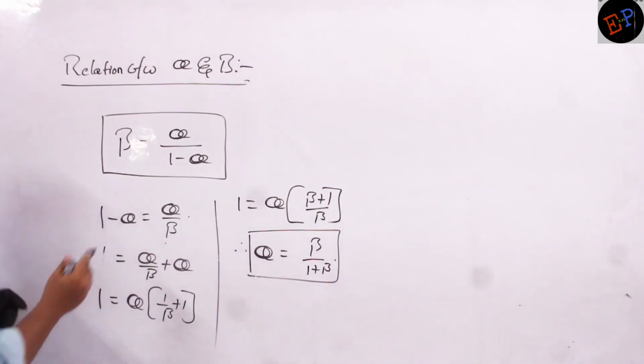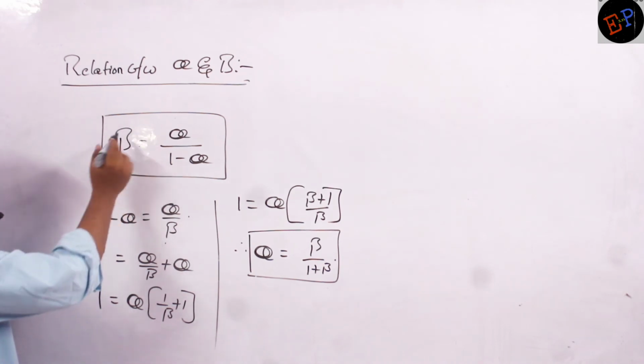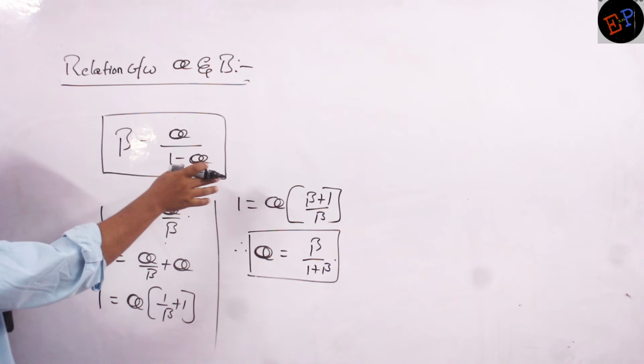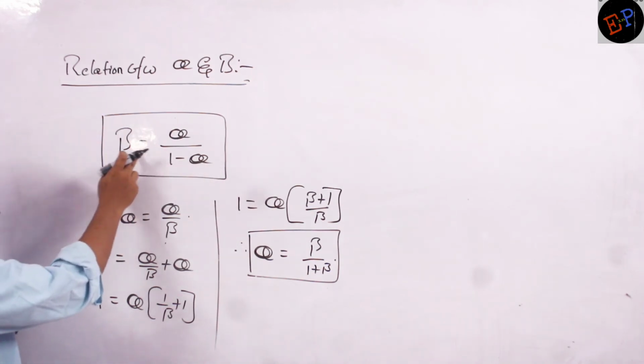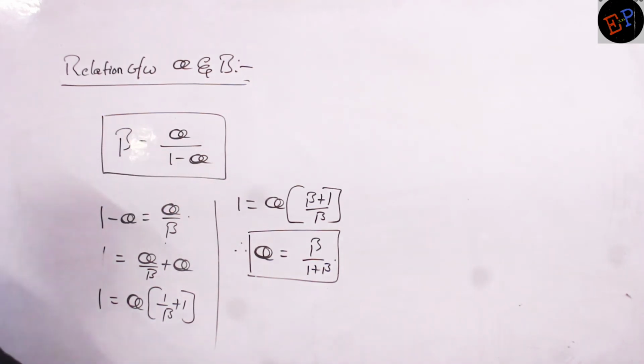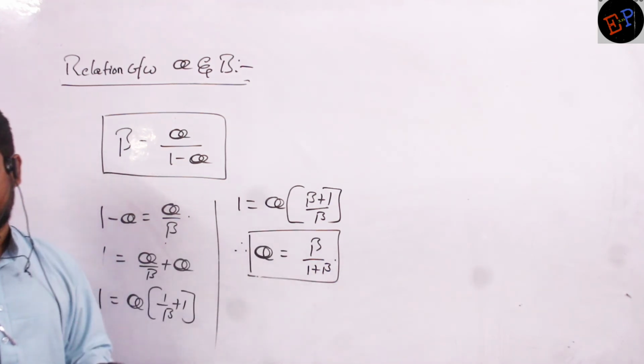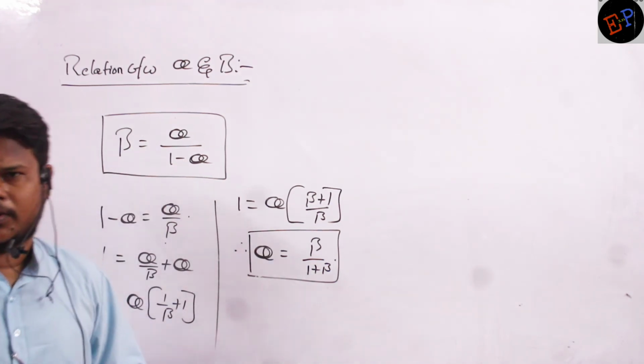So these are the different relations between alpha and beta. Clear? Beta is the current gain in CE configuration. Alpha is the current gain in CB configuration. So beta is equal to alpha by 1 minus alpha, or you can write alpha is equal to beta by 1 plus beta. These are the two relations. Anyone you can use.